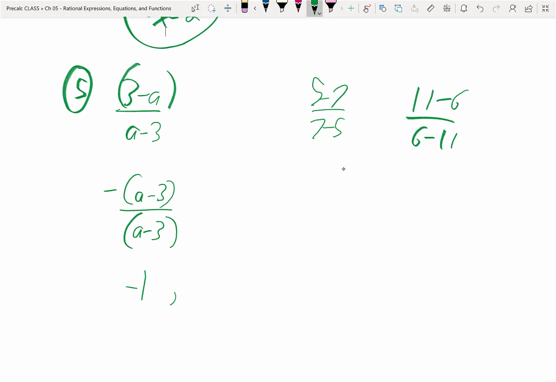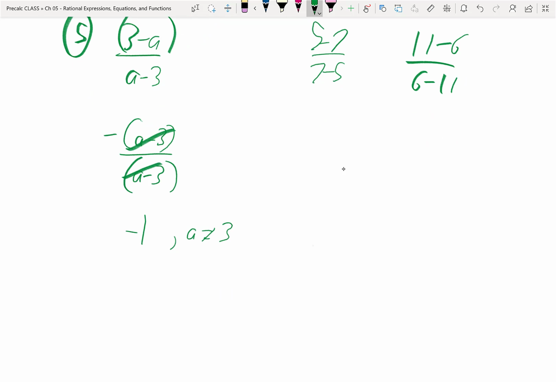And if you want to be completely clear, you'd say a cannot be equal to 3 because you canceled that. You lost that bit of info. What would happen if it was just a minus 3 over a minus 3? Wouldn't be complete. Would you do 0 too?